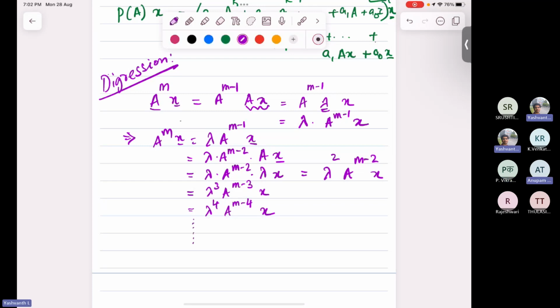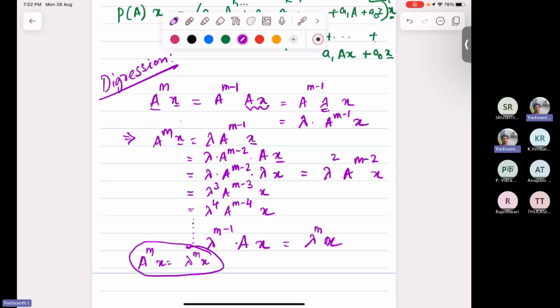I can show that in the end I will get lambda power m minus 1 into A x. This is nothing but lambda power m into x. So what have I shown? I showed that A power m x is equal to lambda power m into x. Correct? This is what I have shown.